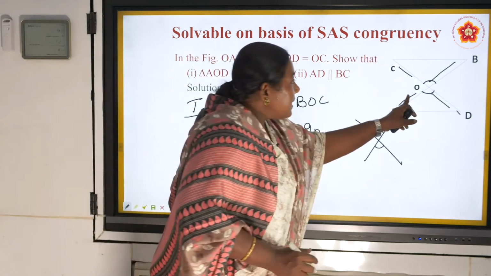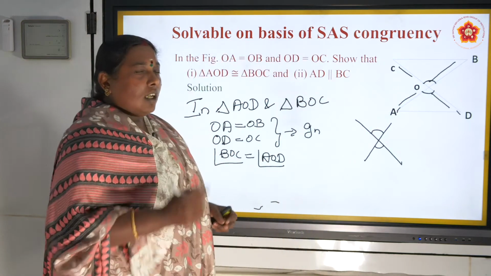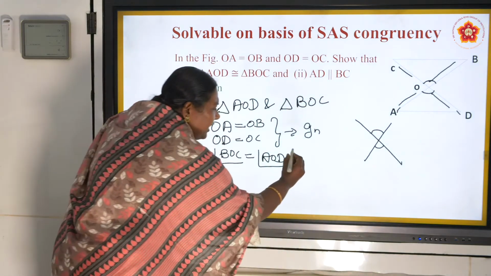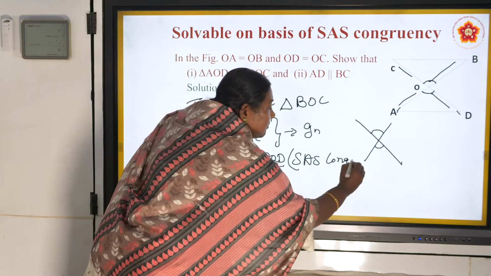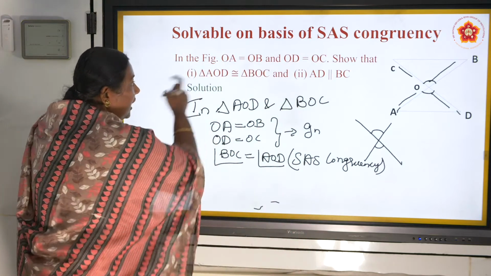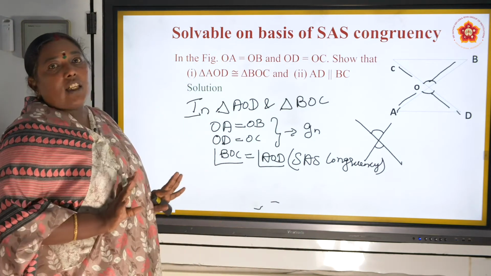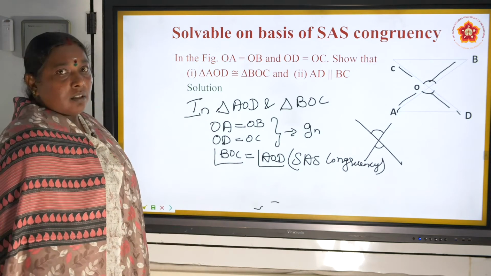Now I have side, angle, side. That means side angle side. Now what can I do? I can directly write SAS congruency, which implies both are congruent. Easily I got the answer. Is it right? Okay, my first part is over.